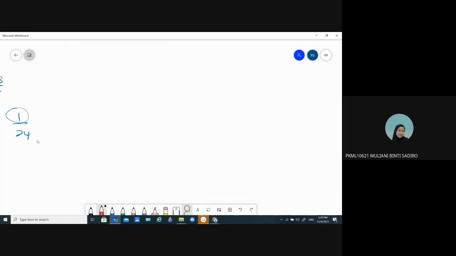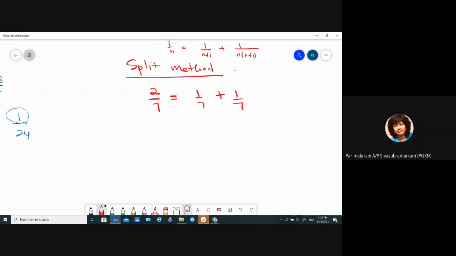Okay, there's another method that you can use, which is known as the split method. Say you have 2 over 7. With this method, we are going to use that formula just now. 1 over n is equals to 1 over n plus 1 plus 1 over n times n plus 1. This is the formula that we developed just now. So 2 over 7, I can write this as 1 over 7 plus 1 over 7. But you know that in Egyptian fractions, we cannot repeat the fractions. So I must change one of these.